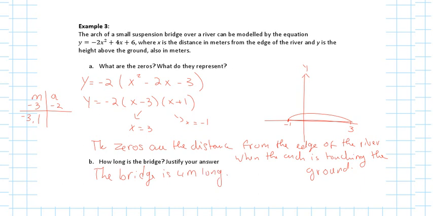Are we good with that? In this case, you're looking at the length of the bridge, and the bridge is running from negative 1 to 3, so that's a total of 4.